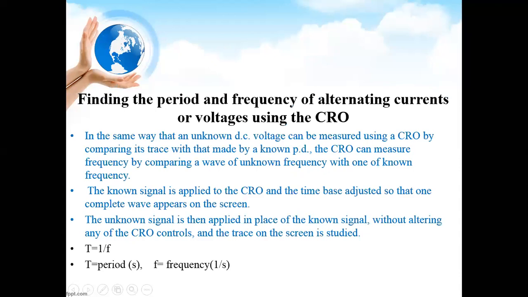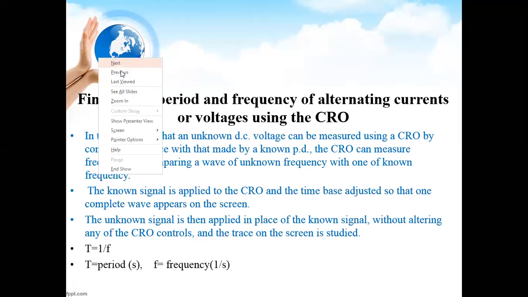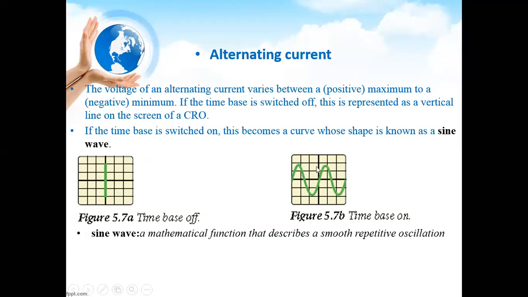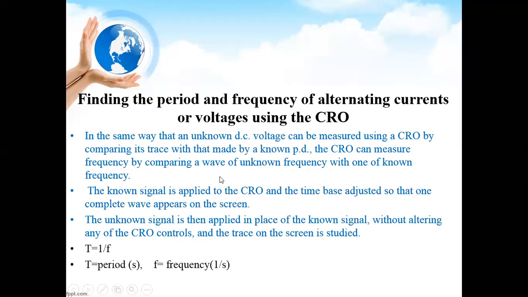So how do we find the period and frequency by using alternating current or voltage with a cathode ray oscilloscope? Let's go back. We are going to find the frequency and the period by applying alternating current. To find the frequency or period, we are going to use this formula: 1 over frequency gives us the period, or 1 over period gives us the frequency. The SI unit of period is the second, and the SI unit of frequency is 1 over second.